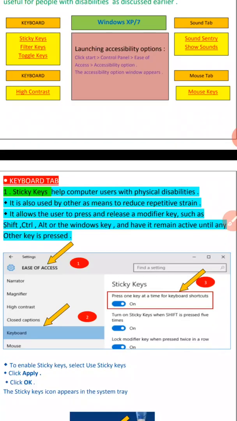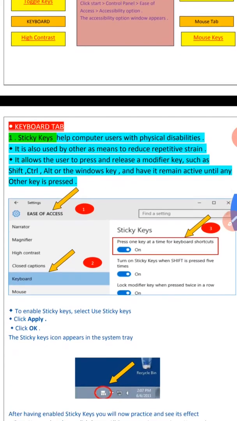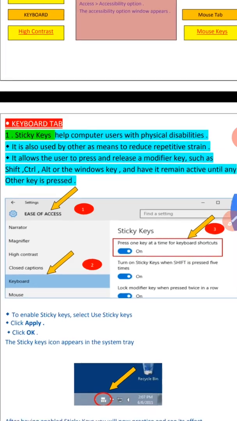You only need to press and release a modifier key like Control, Alt or Shift, then press the next key for the keyboard shortcut. For example, instead of having to press Control plus Alt plus Delete at the same time, you can press Control, then Alt and then Delete to perform the same function. The sticky key feature can be enabled or disabled through the accessibility option or ease of access in the Windows control panel. You can also press the Shift key 5 times to open the sticky key option.